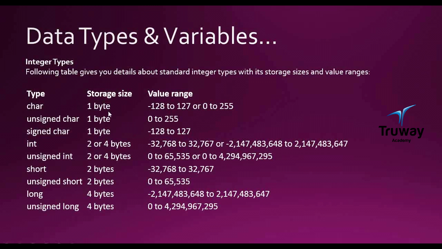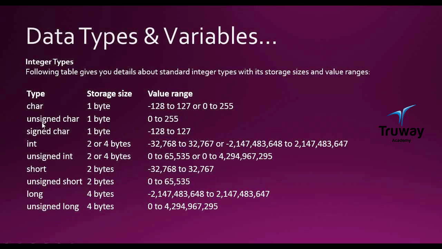For example, the character is actually 1 byte, that is 8 bits. That means when we try to store any single character such as A or B or C or 0 or whatever it is, it occupies 1 byte in the memory, and it also has a range. That range is from minus 128 to 127 or 0 to 255, depending on the type. Again, it can be either signed or unsigned. Based on that, it will have different capacity.